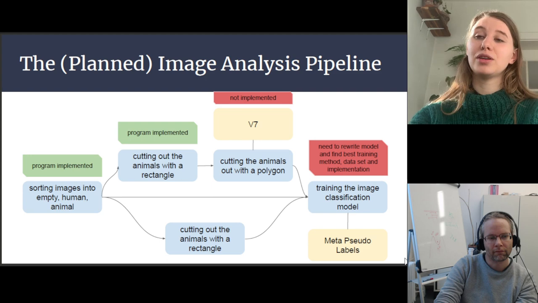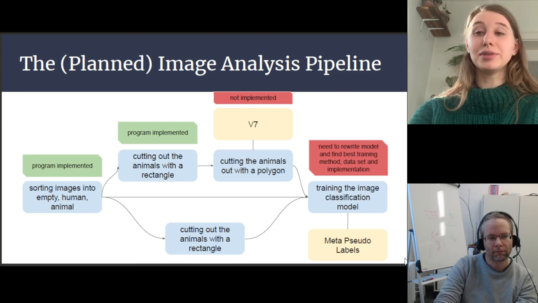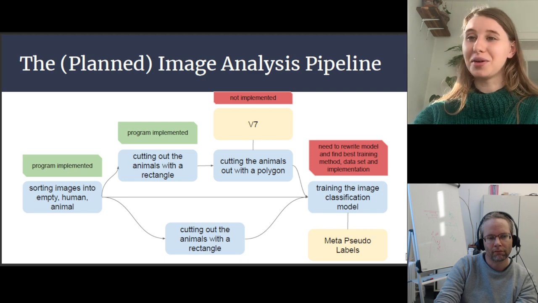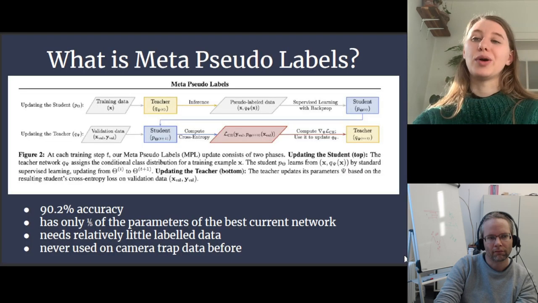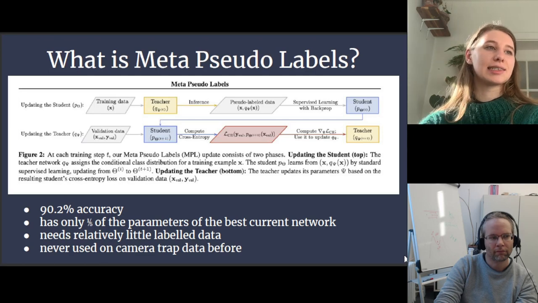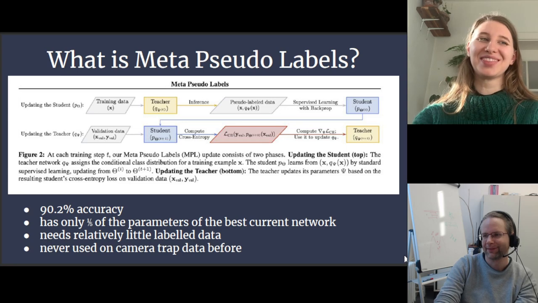And the model I want to train is Meta Pseudo Labels, and it's a little bit of a weird name, but it will hopefully make sense in a second when I explain it to you and why I chose it. I think that's the next slide, if I'm right. Yes.